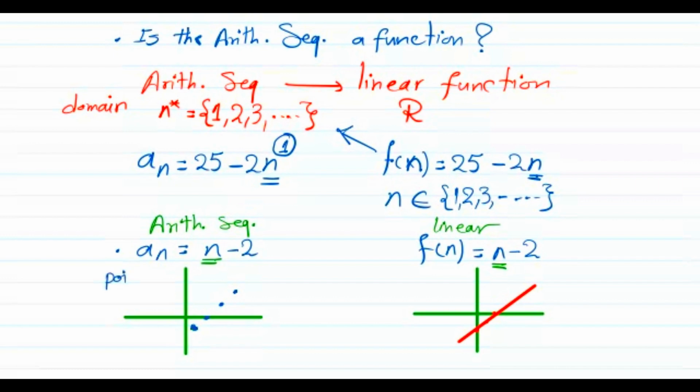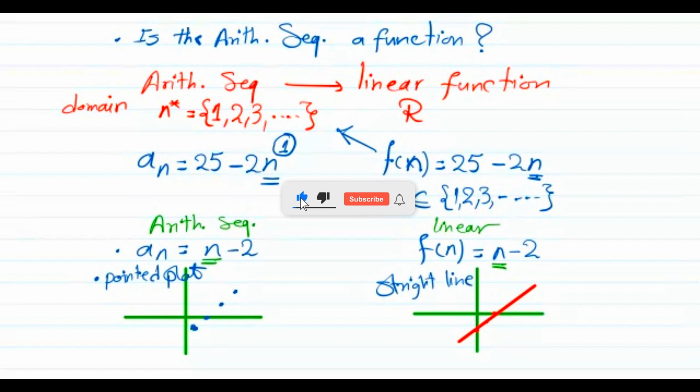Plotted points. But here, a straight line. And this is the difference between the arithmetic sequence and the linear function. Okay?